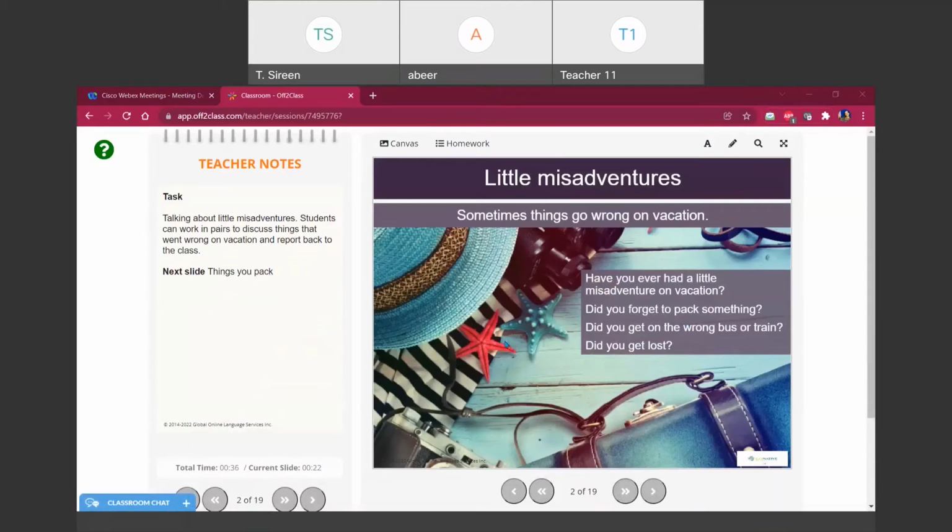Things go wrong on vacation. Have you ever had a little misadventure on vacation? Did you forget to pack something? Did you get on the wrong bus or train? Did you get lost?